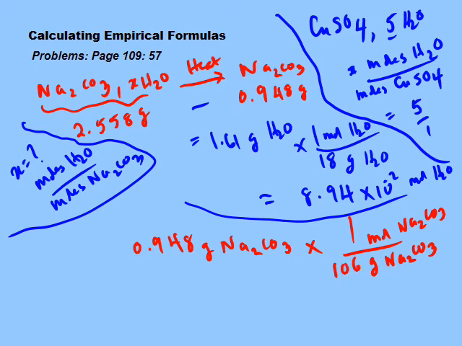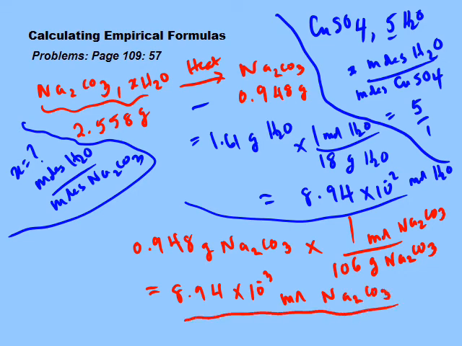Even if you take more significant figures, it's not going to make a big difference. It'll be pretty close. So this gives me 8.94 times 10 to the power minus 3. So that's moles of sodium carbonate, mole Na2CO3. So now I have both the quantities.